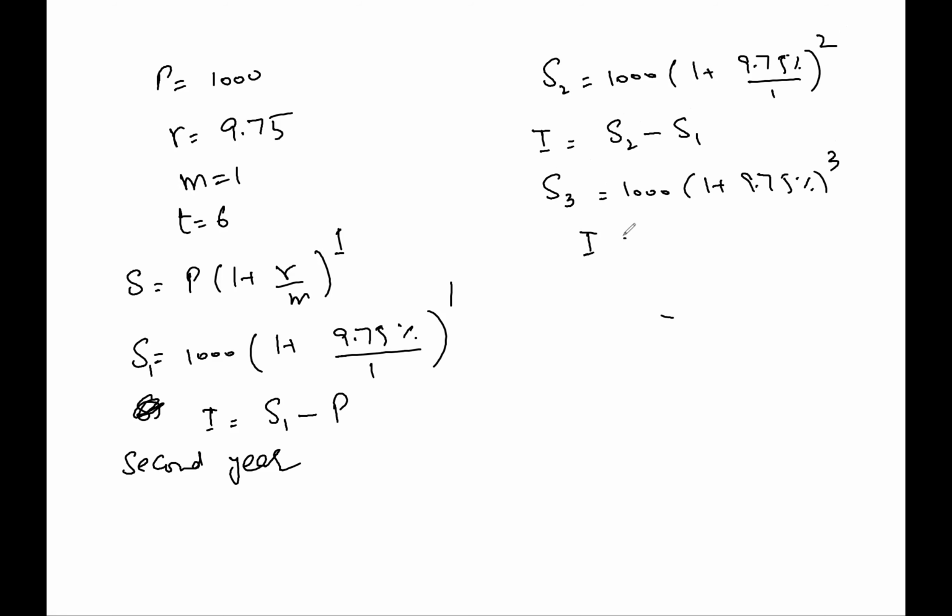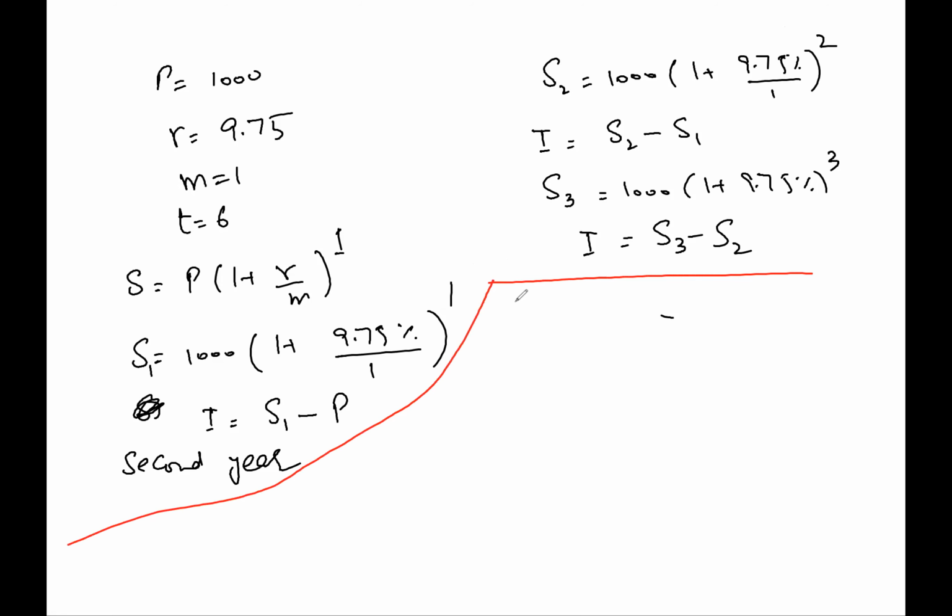And interest will be S3 minus S2. Yeah. Right? There would be another way of solving as well. Isn't it for S3 divided by 1, 2, right? Simple, no? As minus 1. Now there is another way to do this.